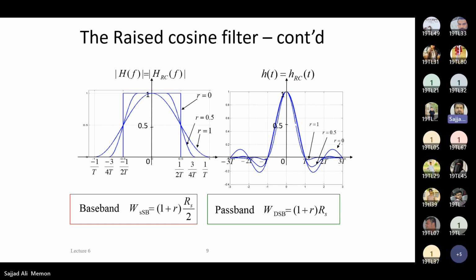In baseband, the bandwidth W is equal to (1 plus R) times Rs by 2, because this is the bandwidth that we require, Rs by 2. And the shape, when you use any filter, that will introduce this R factor, that is the roll off factor. If R is equal to 0, then W will be equal to Rs by 2. If R is equal to 1, then the bandwidth will be equal to the symbol rate.